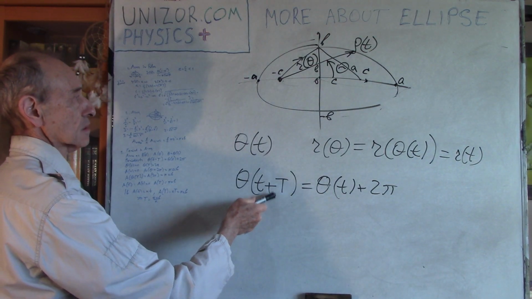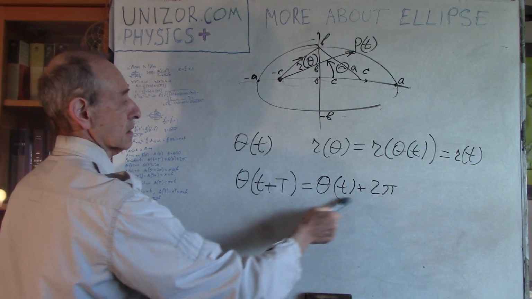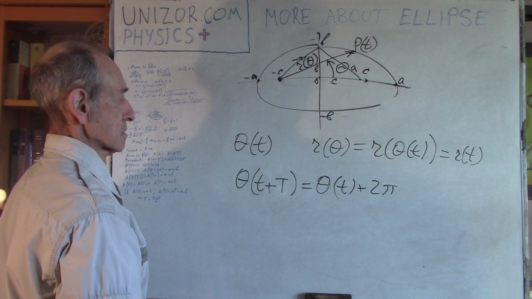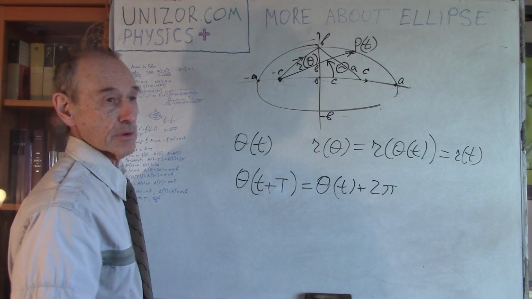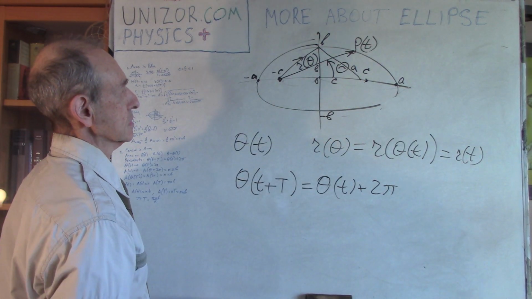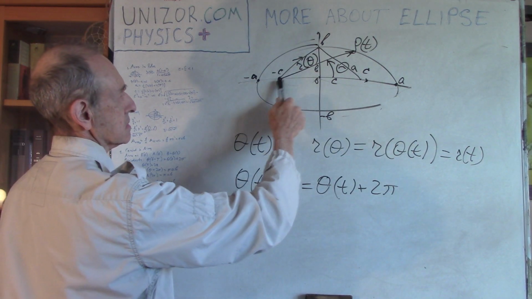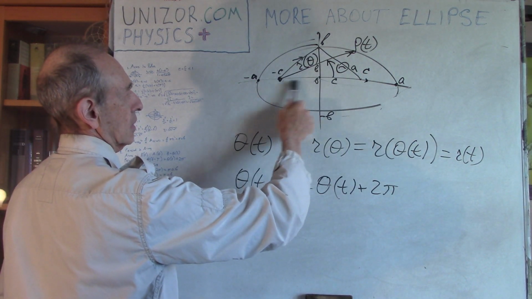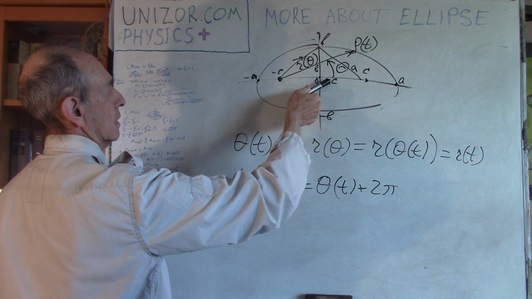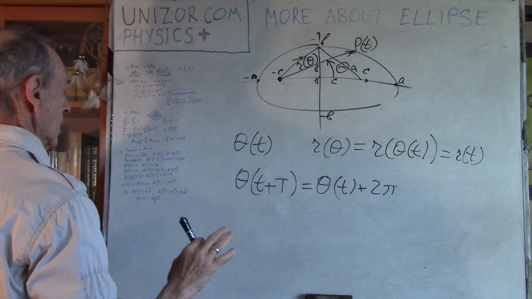If my time is increasing by the period, which is the full circle, my angle should actually be incremented by 2 pi, by 360 degrees. So that's basically the law of periodicity for movement along this trajectory in polar coordinates, where theta is actually an angle from the base of the polar system, base axis, towards the position vector.